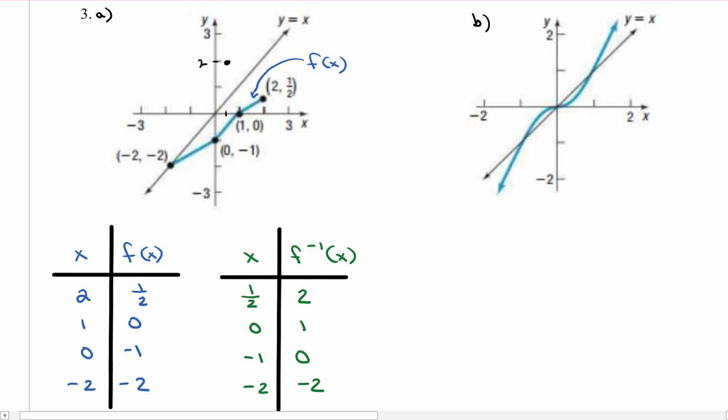So let's go ahead and plot these points down. Here's going to be one of our points. Here's another one. Let's go ahead and label this point. This is 1/2, 2. This is going to be 0, 1. This is going to be -1, 0. And then I'm not going to plot -2, -2 because it's already plotted, since that's the same point from f of x. Let's connect our points.